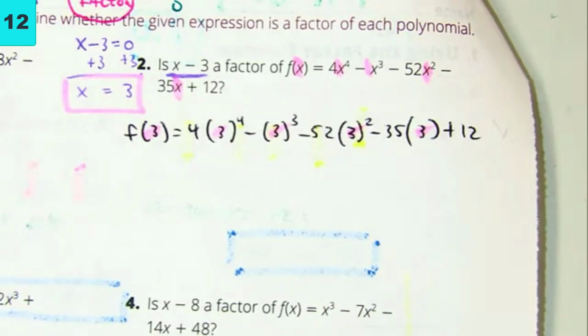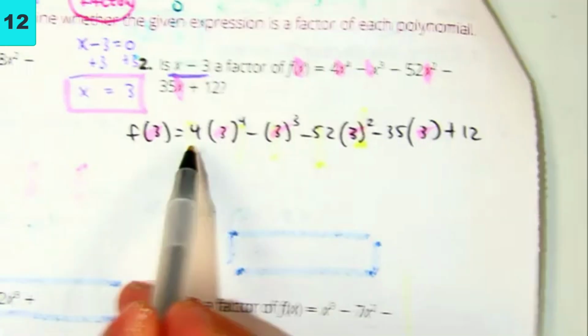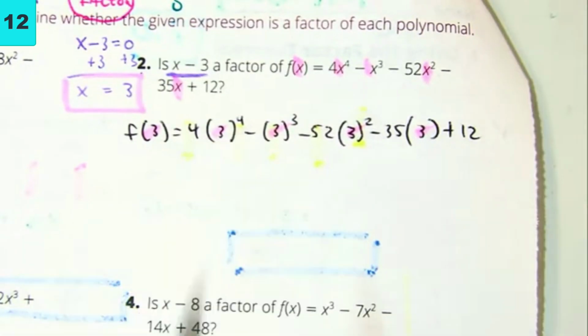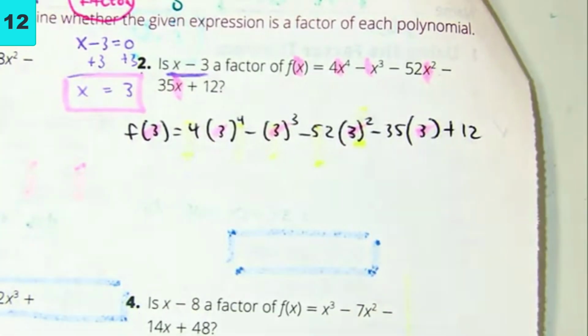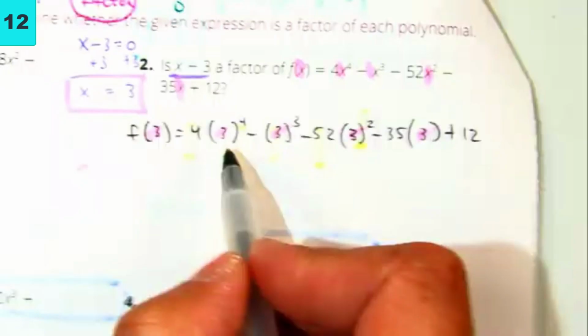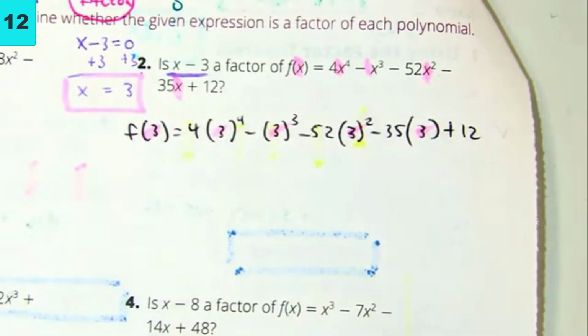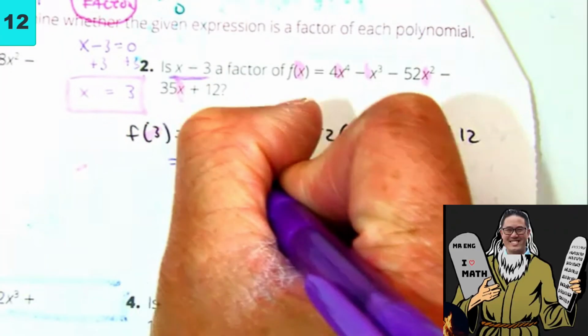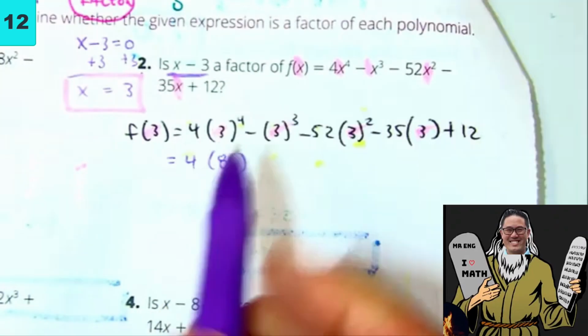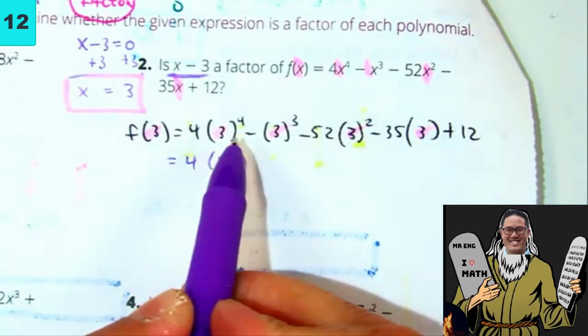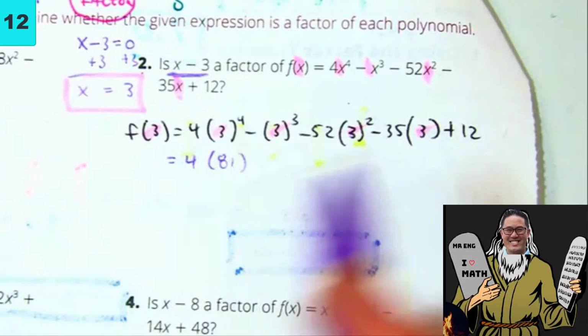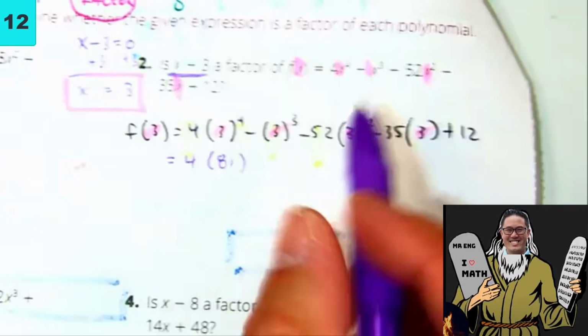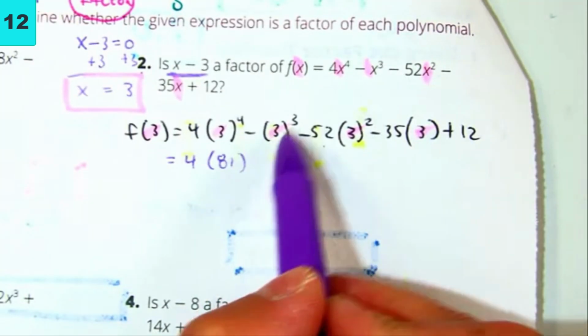Brandon. 4 times 3 to the 4th power. What do we do first? Should I multiply or do exponents? Exponents. What is 3 to the 4th power? 81. Remember, the common mistake here is you could have done 4 times 3 is 12. It is not 12 to the 4th power. Brandon? Should I do negative 3 to the 3rd power?